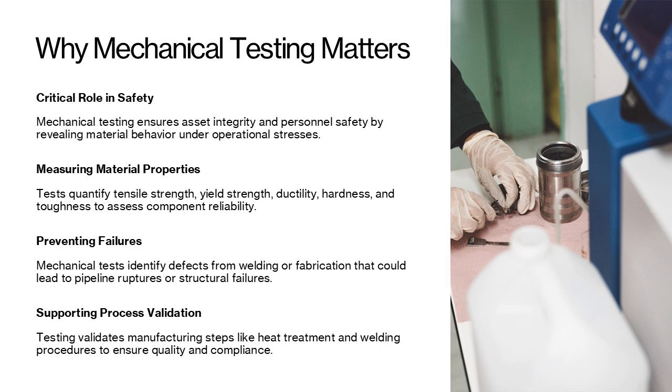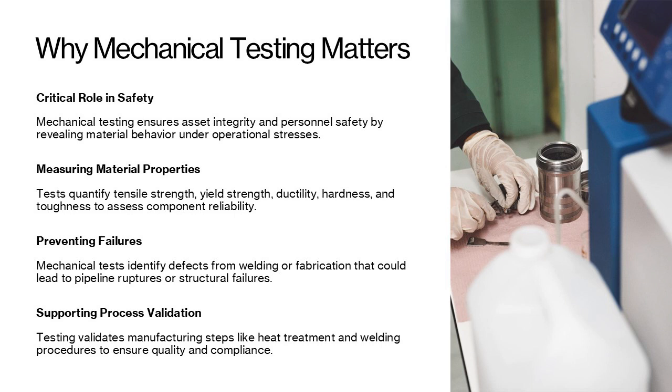Mechanical tests quantify the inherent properties of metals, providing measurable indices such as tensile strength, yield strength, ductility, hardness, and toughness, each vital for determining whether a component can withstand the harsh operational conditions typical of upstream, midstream, and downstream installations. In many historical incidents, pipeline ruptures, vessel failures, and offshore structural collapses have been traced to inadequate mechanical properties, improper welding practices, or substandard fabrication processes.